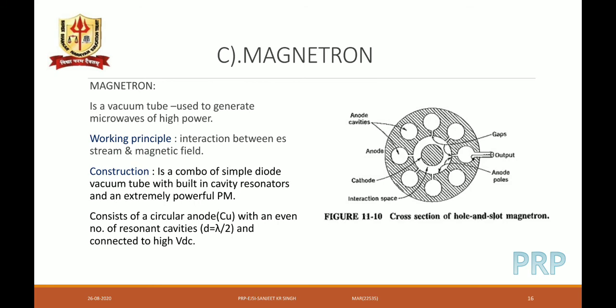So we see the anode and cathode structure. The central cylindrical structure is the cathode of copper, and the outer is the anode with a number of bores or orifices, precisely drilled. These numbers are generally even numbers and have a diameter of lambda by 2, where lambda is the microwave wavelength to be generated, and the cathode and anode are connected to high DC voltage.